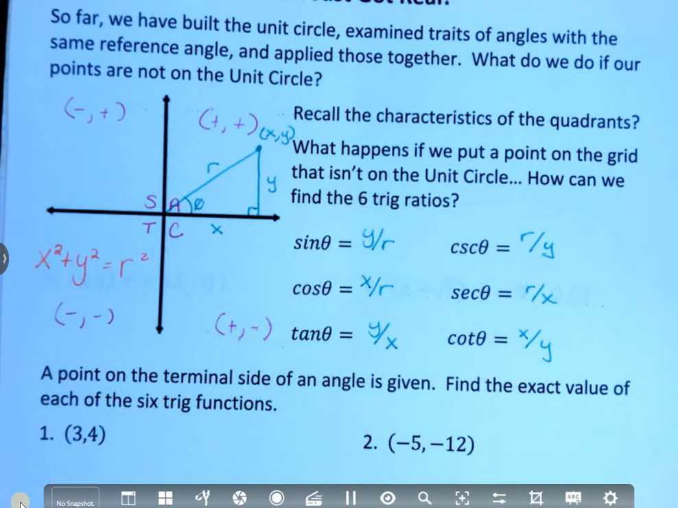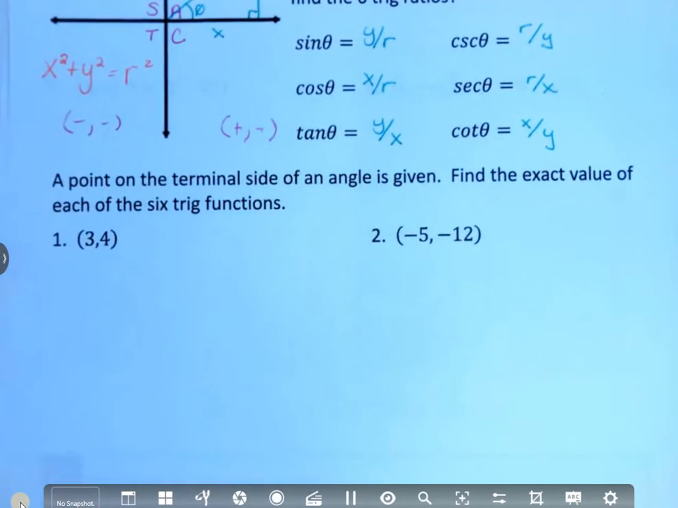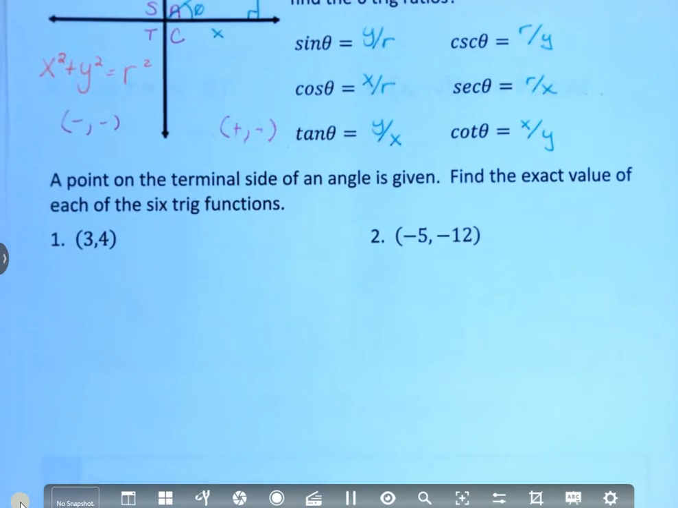Absolutely. Have I changed a single thing? Nope. Everyone's going, yes, yes, you have to. You can't do this. Okay? It's still the same thing. It's all right. The only thing that's any different is I'm not on the unit circle.